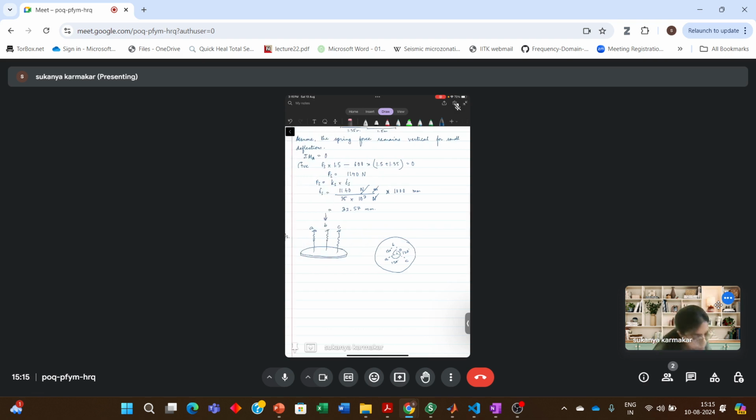So you have a 2.5 meter diameter disc, a sound baffle.